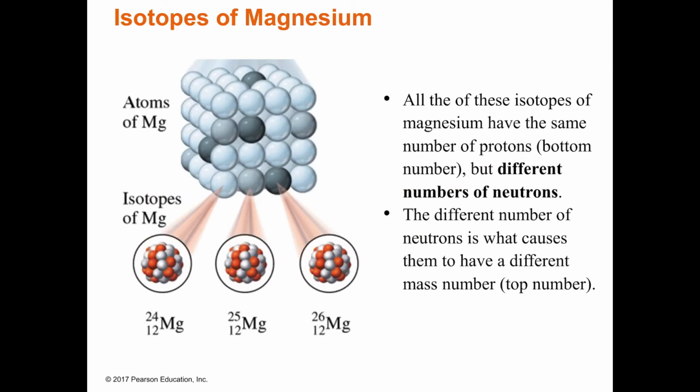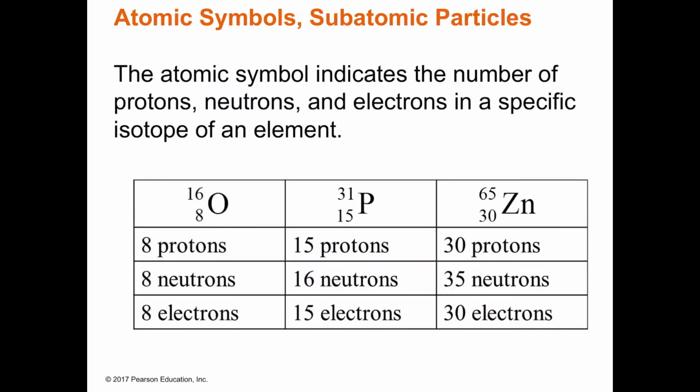So again, all of the isotopes of magnesium have the same number of protons. That's why this number on the bottom is the same. But the number on the top is different because they have different numbers of neutrons. That's causing them to have a different mass number. Okay, so that's how we will recognize that these are different isotopes. The number on the bottom, the number of protons, is the same, but the number on the top is different.